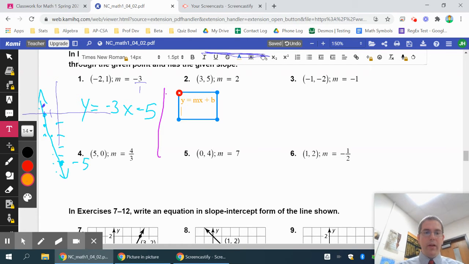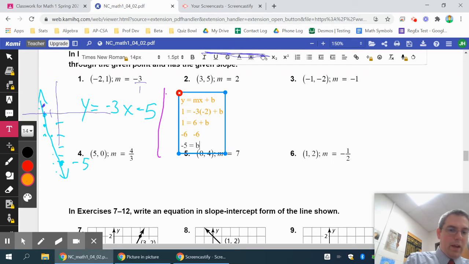And then I'm going to plug in my values. So my y value here is 1. That's the y coordinate of the point they gave me. My slope is -3 because that's what's given. And then the x value of that point is -2. So that's going to give me this equation. And then I'm going to multiply. -3 times -2 is 6, plus b. And then I'm going to subtract 6 from both sides. So to get the b by itself, I'll need to subtract 6. That gives me -5 is b. And then that's what I have there.